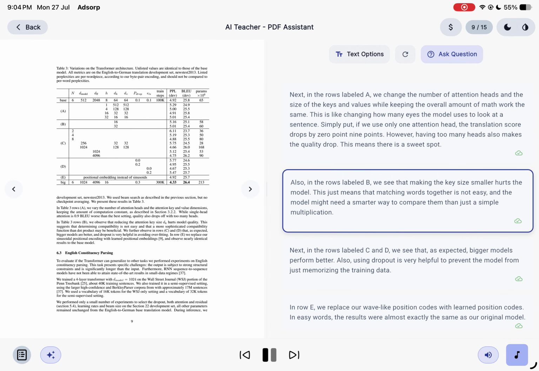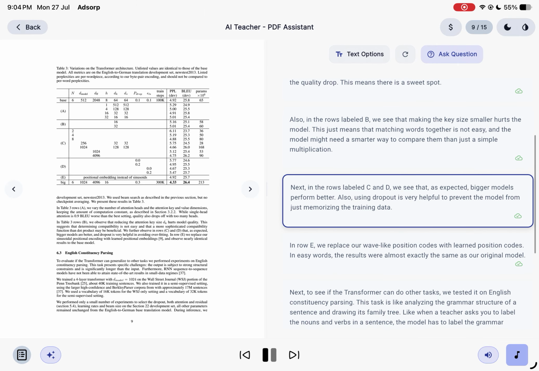This just means that matching words together is not easy, and the model might need a smarter way to compare them than just a simple multiplication. Next, in the rows labeled C and D, we see that, as expected, bigger models perform better. Also, using dropout is very helpful to prevent the model from just memorizing the training data.